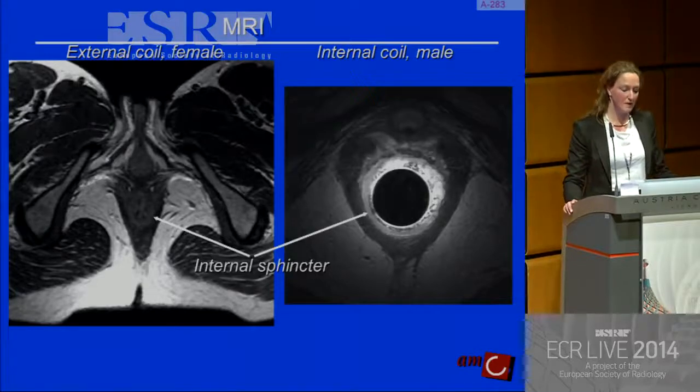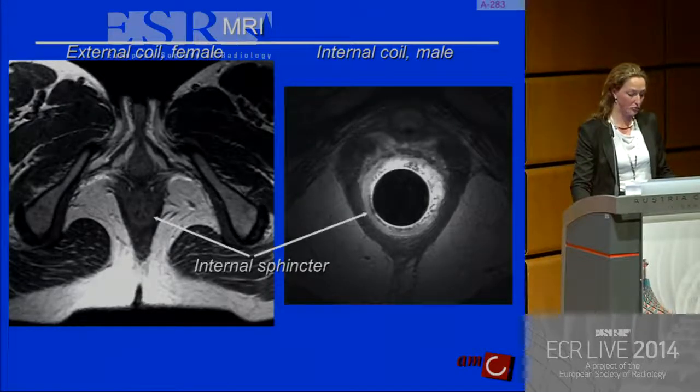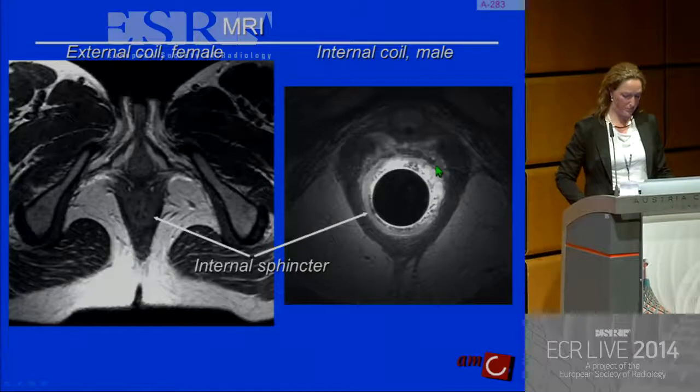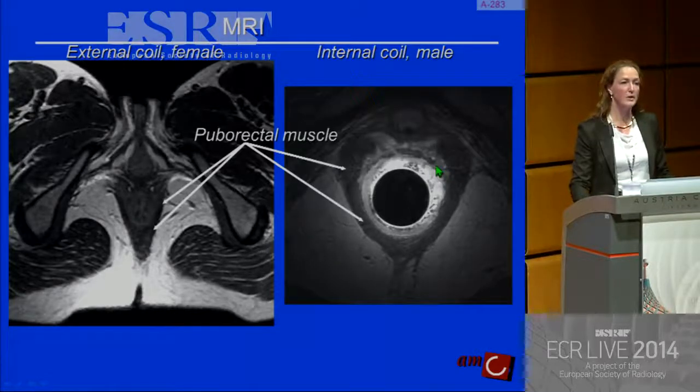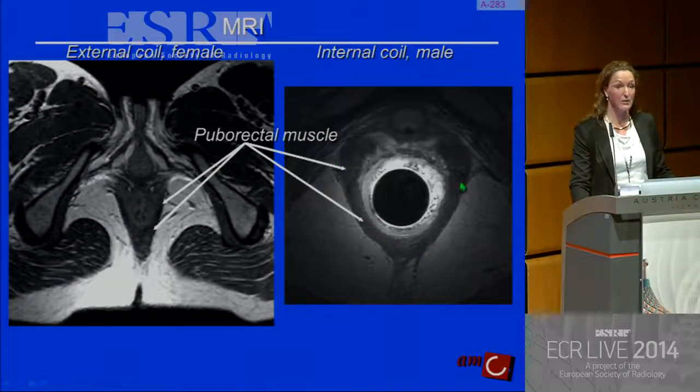These are images that are at a slightly higher level than the ones that I just showed you before. And again, you see the hyper-intense internal sphincter. And here we are at the level of the puborectal muscle, so the puborectal sling, so above the external sphincter. You can nicely see it here, and here the sling-like appearance of the puborectal muscle.